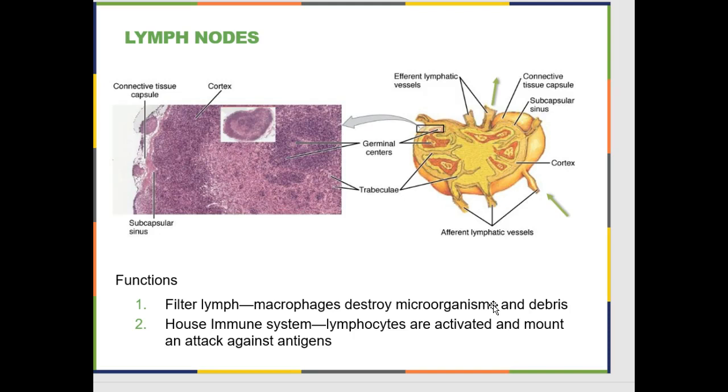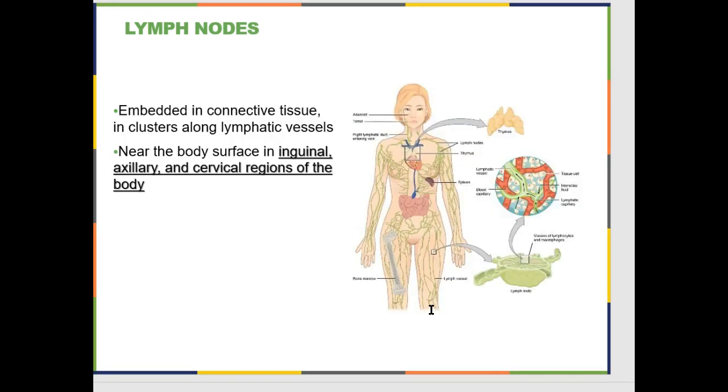So the lymph nodes, as it says right here, you do want to know their function. This is where the lymphocytes spend most of their time, so that is when we say the lymphatic system houses the immune system. It is housed mostly within your lymph nodes, and as the lymph flows through your lymph nodes, it is filtered and monitored. So the macrophages destroy and phagocytize debris and microorganisms and dead red blood cells. What else do we want to know?